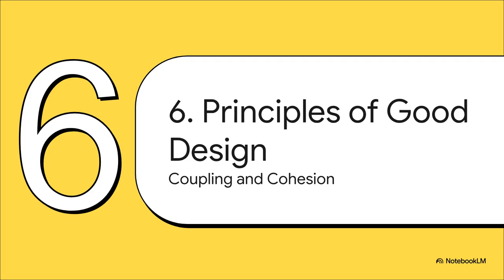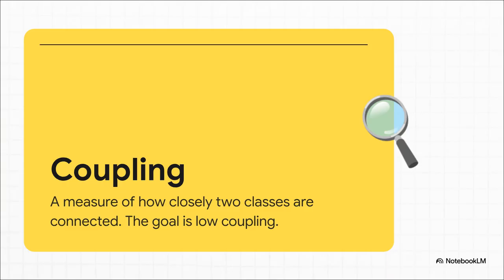Okay, we've got the syntax down, but knowing the syntax isn't enough. Now let's talk about the guiding principles that take a design from just being correct to being robust, maintainable, and genuinely high quality. First up, coupling. Think of this as a measure of how tangled up your classes are. If you make a change to class A and it forces you to go make a change in class B, they're coupled. And the fundamental goal of any good design is to achieve low coupling.